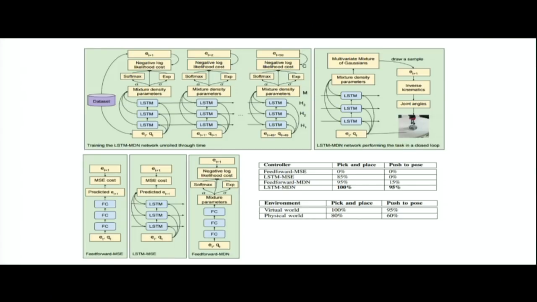Yes? How did they solve the multimodal problem? So their network actually outputs the parameters of a mixture of Gaussians. It outputs multiple means and multiple covariances, and then they take the sum of those Gaussians as the probability.